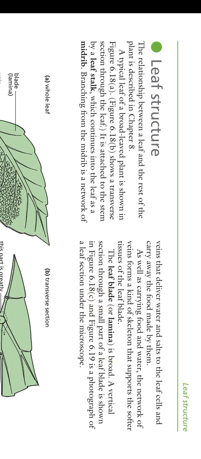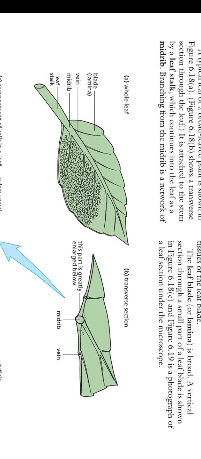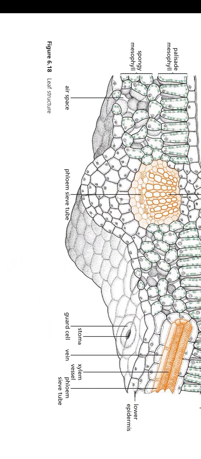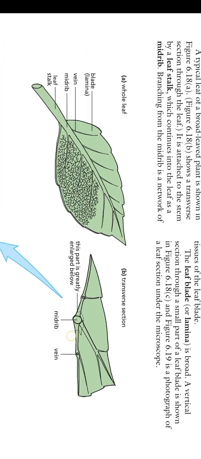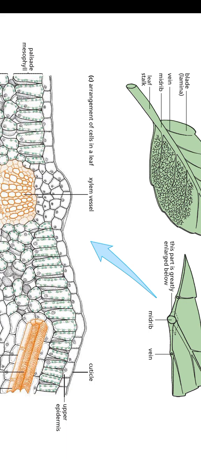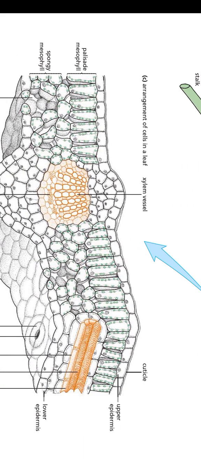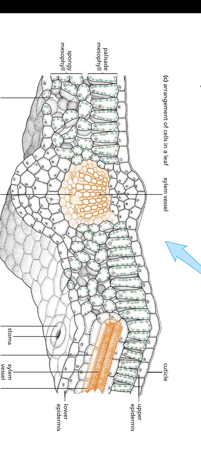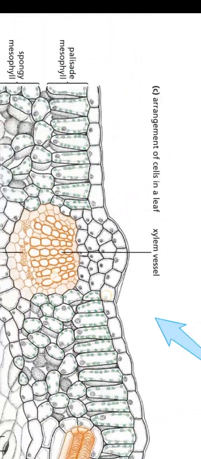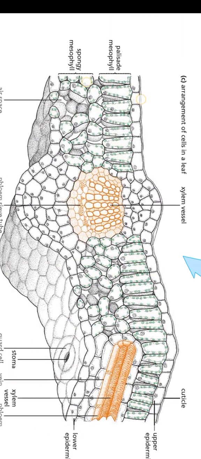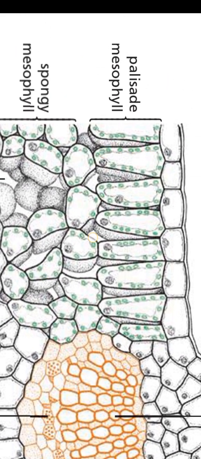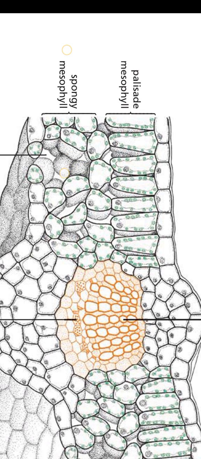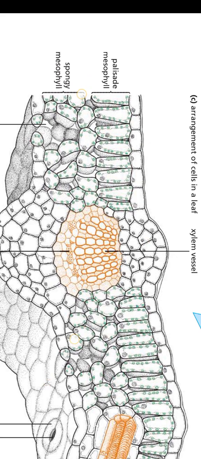A vertical section through a small part of the leaf blade is shown in figure 6.8c, and this is the whole arrangement, the vertical section. This is the xylem, and this is the palisade mesophyll. This is the spongy mesophyll. This is the xylem, and this is the phloem.